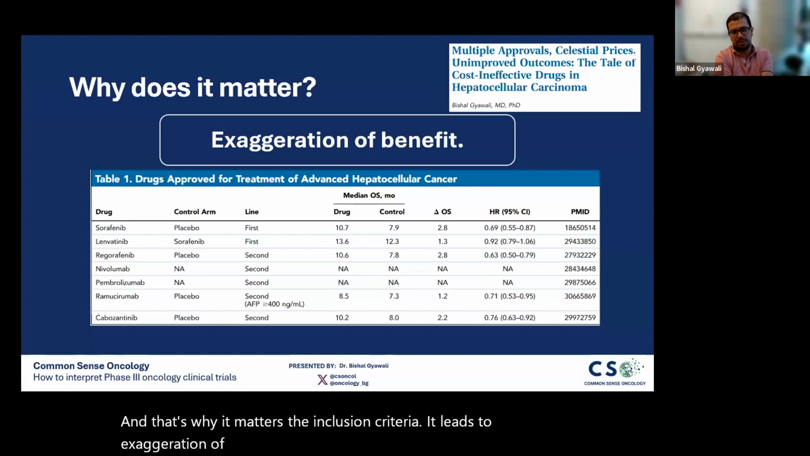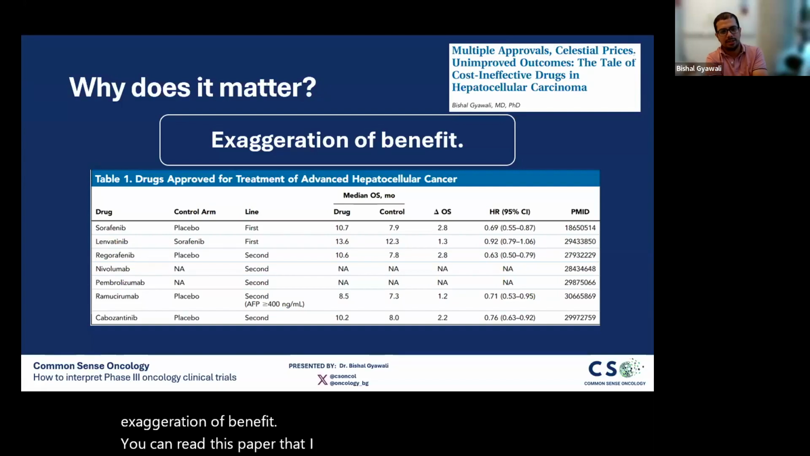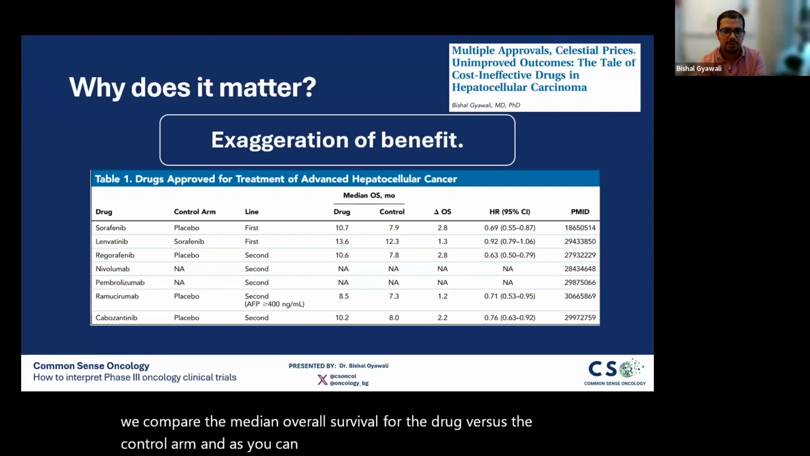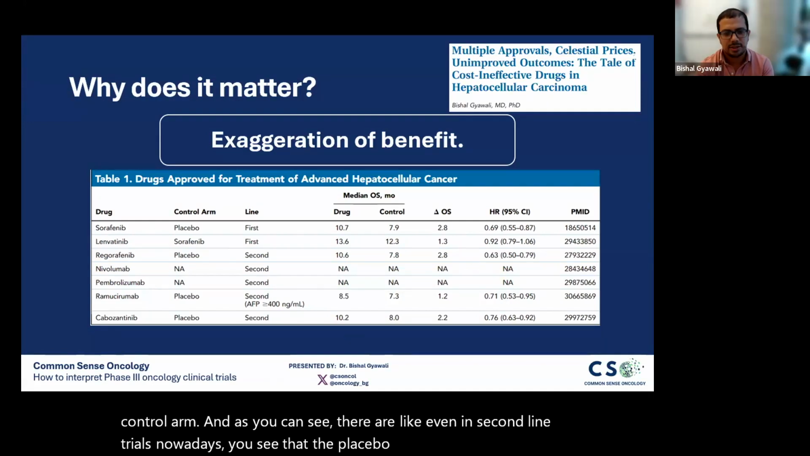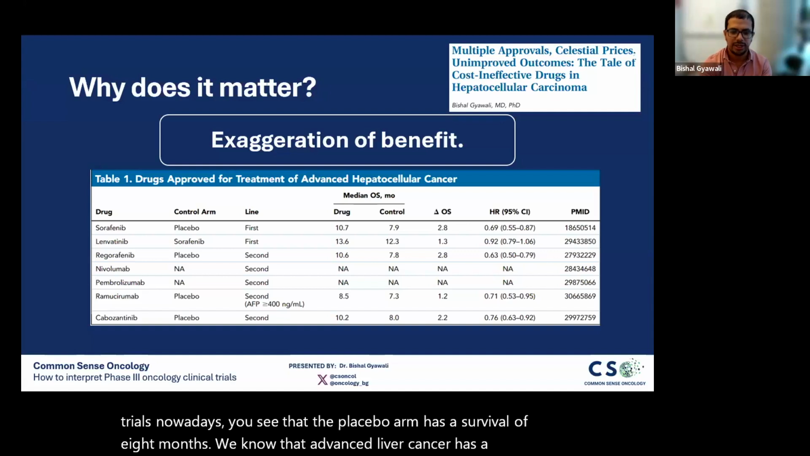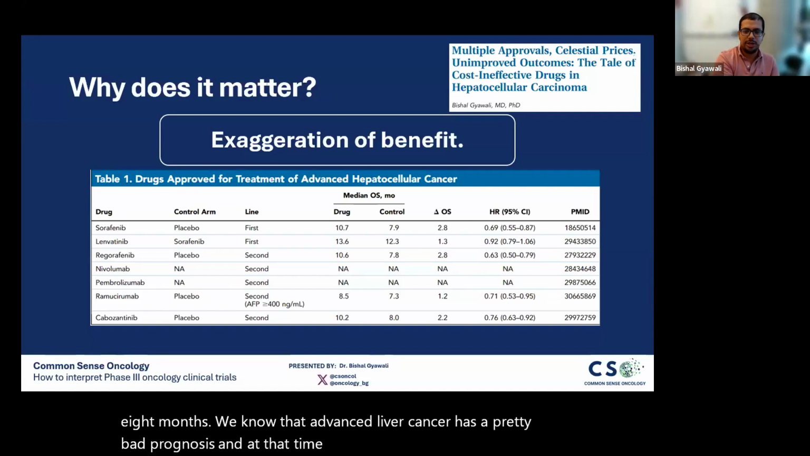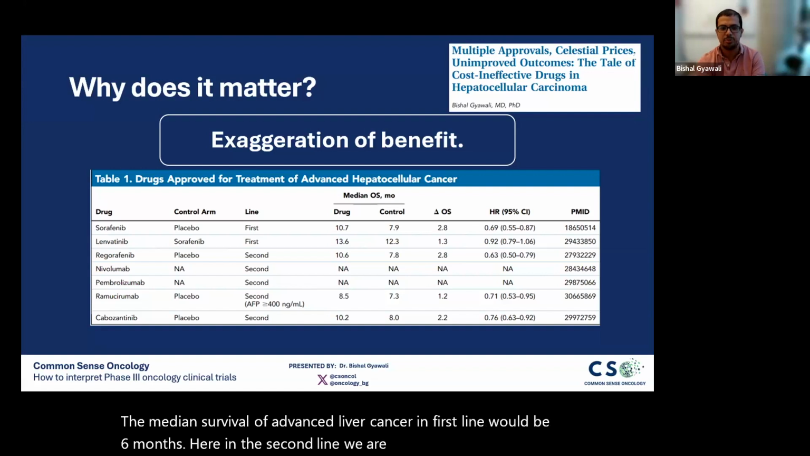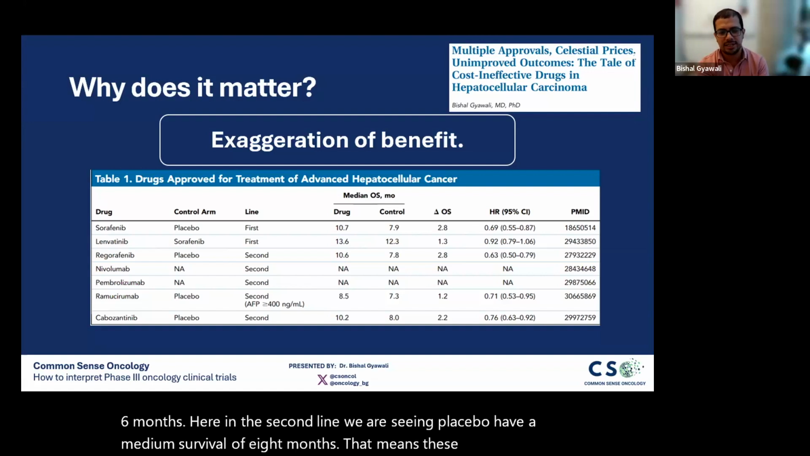You can read this paper that I wrote about liver cancer, in which we compare the median overall survival for the drug versus the control arm. And as you can see, even in second-line trials nowadays, you see that the placebo arm has a survival of 8 months. We know that advanced liver cancer has a pretty bad prognosis. And at that time, when these trials were run, the median survival of advanced liver cancer in first line would be 6 months. Here in the second line, we are seeing placebo have a median survival of 8 months. That means these are hugely highly selected patients.